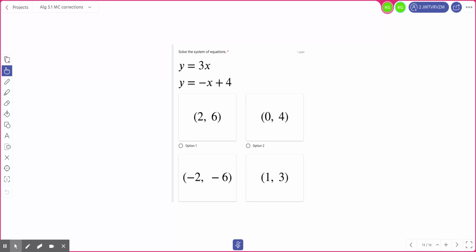You could have put these into Desmos and it would have told you the answer. But that's not the method I'm going to show you. But seriously, check your answers using Desmos.